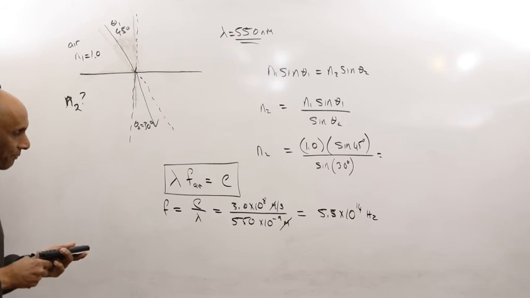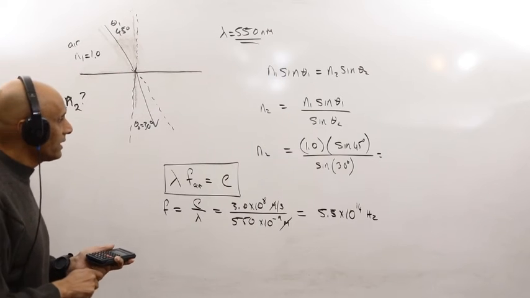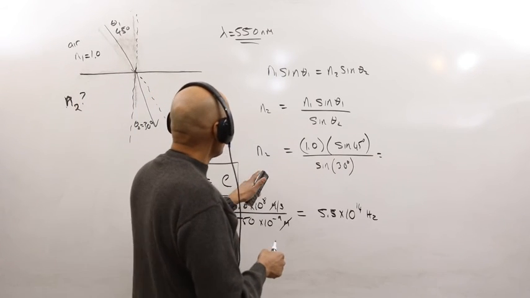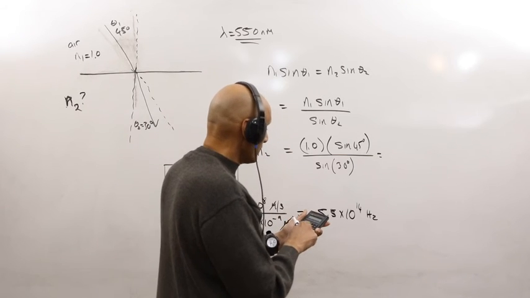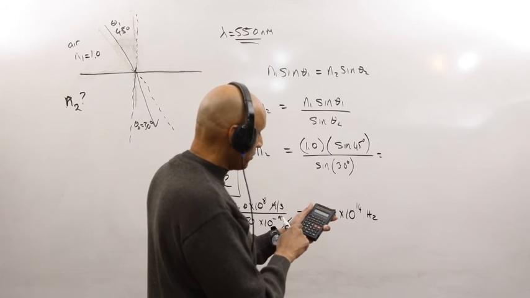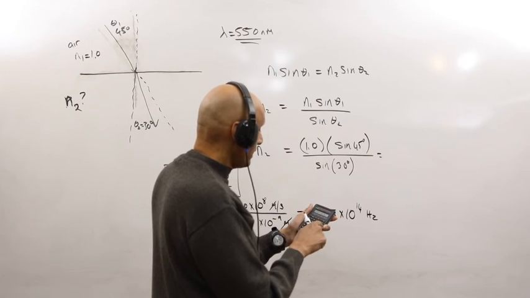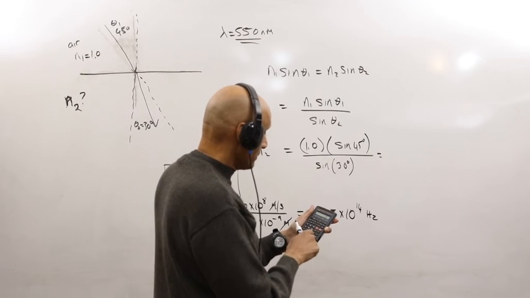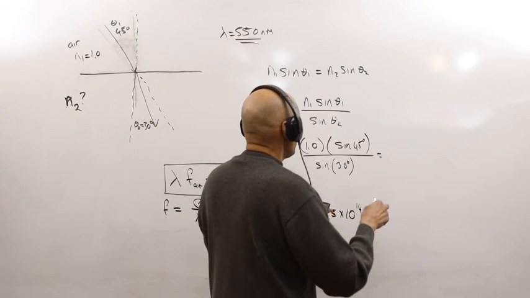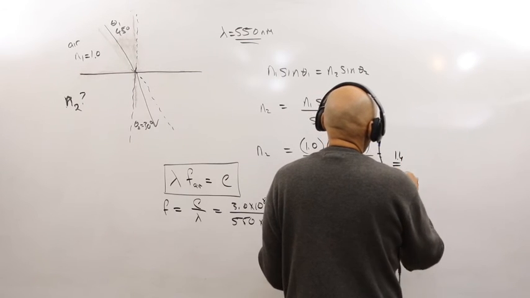Okay? And so that's the frequency of light. We're also asked, if you're given this N2 index, to calculate it. So I'm typing in 1.0 multiplied by sine of 45 divided by sine of 30, which is equal to 1.4. The index of refraction is 1.4.